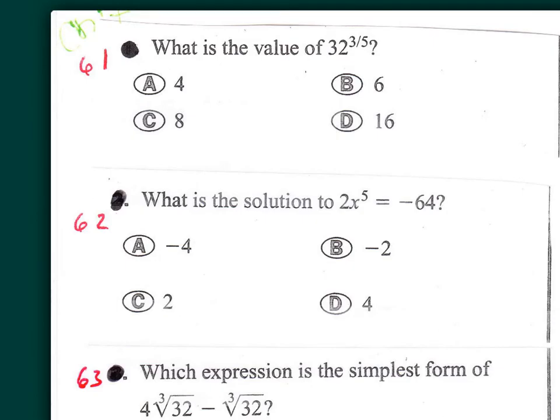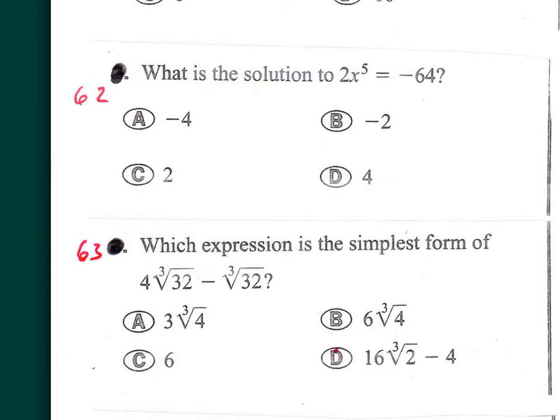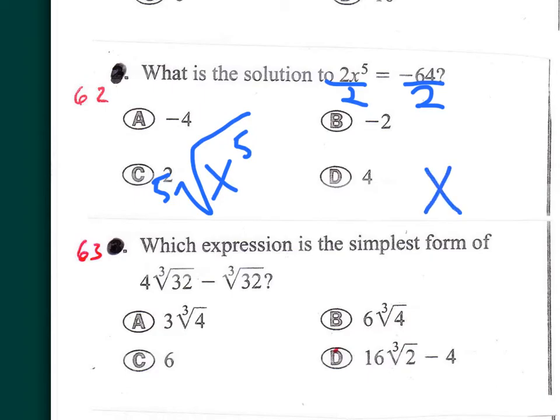Okay, number 61, what is the value of 32 to the 3/5 power? Just plug it in the calculator and work it out. Number 62, what is the solution for 2x to the 5th equals negative 64? Just like solving an equation, get rid of the 2, and then remember, if you want to get rid of that x to the 5th, you're going to have to take the 5th root of it. Or you could say it'd be like saying x to the 1/5 power, just flip it upside down.